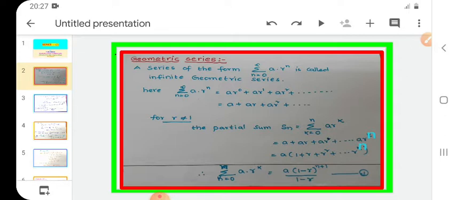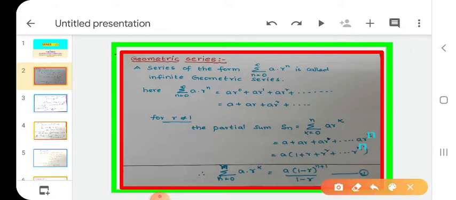In this series, how many terms are there? Here n equals 0 to infinity, so we have infinite terms. So we call it an infinite geometric series. Now we find whether this series is convergent or divergent. For that I take the sequence of partial sums. A partial sum is some part of the given series. The partial sum contains finite terms only.